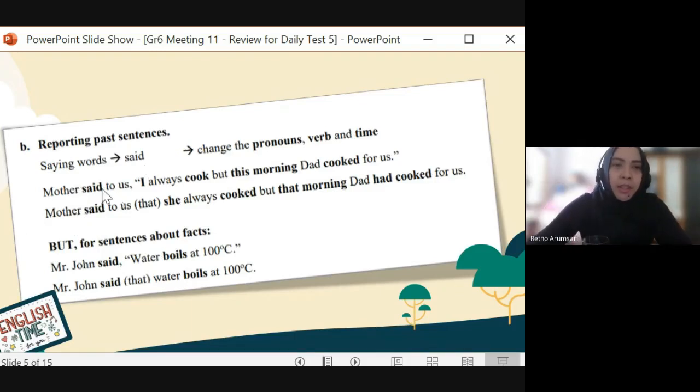Mother said to us, I, yes, you change I into she. And then what else do we change? You see this is a verb 1. It means that you need to change verb 1 into verb 2 based on the table that is shared after this. And then you change verb 2 into had plus verb 3. Remember that, 6D, that's the key.